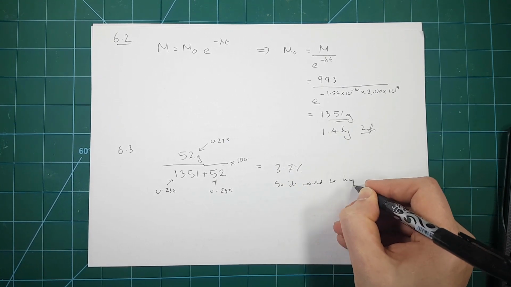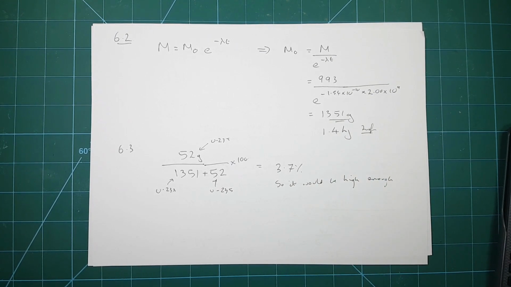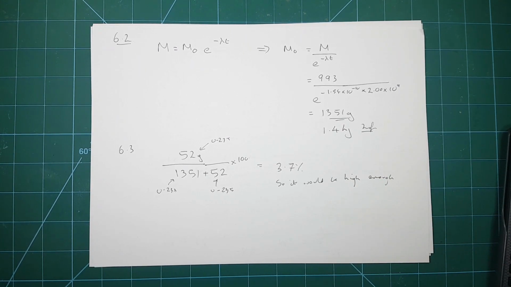be high enough? I like this question because it says, deduce whether the sample had a high enough uranium-235 content to be used in a reactor 2 billion years ago. Well, the answer is obviously no, because there were no reactors 2 billion years ago. Silly question.